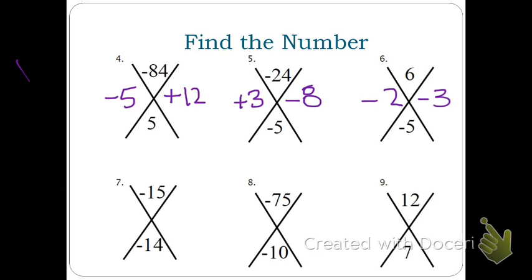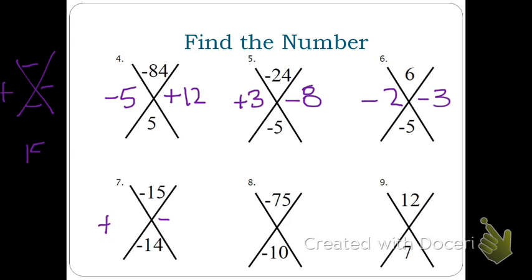Number 7, you have a negative on top and a negative on bottom. That means we need opposite signs, but our bigger sign has to be negative. So that means our smaller sign has to be positive. So we're expecting a positive and a negative number.